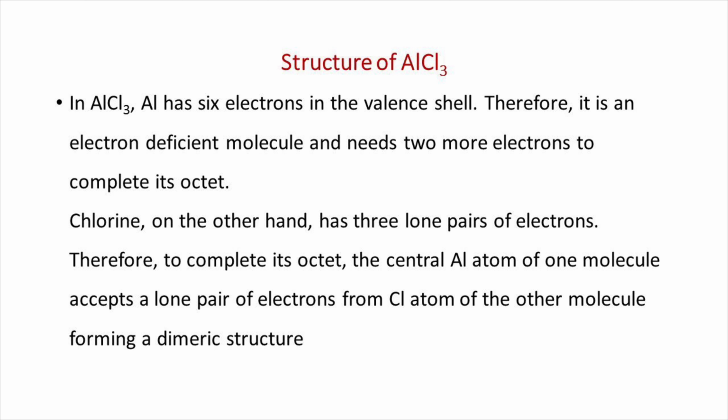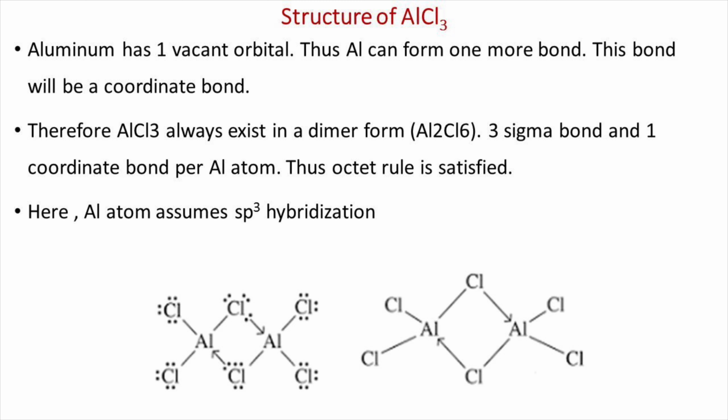Chlorine, on the other hand, has 3 lone pairs of electrons. Therefore, to complete its octet, the central aluminium atom of one molecule accepts a lone pair of electrons from chlorine atom of the other molecule, forming a dimeric structure. Aluminium has one vacant orbital, thus aluminium can form one more bond. This bond will be a coordinate bond. Therefore, aluminium chloride always exists in a dimer form, 3 sigma bonds and 1 coordinate bond per aluminium atom. Thus, octet rule is satisfied. Here, aluminium atom assumes sp3 hybridization.